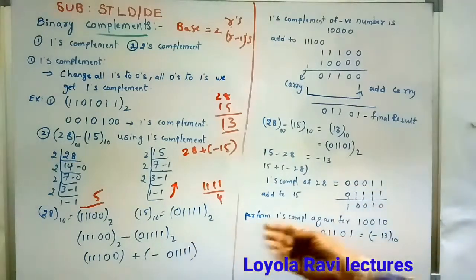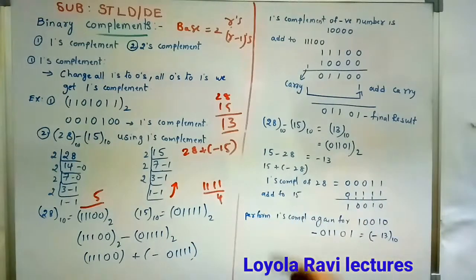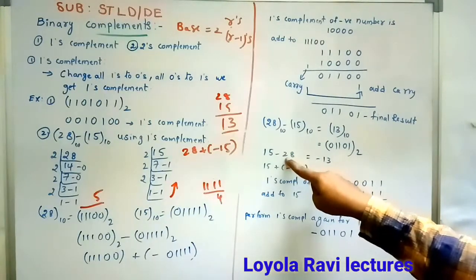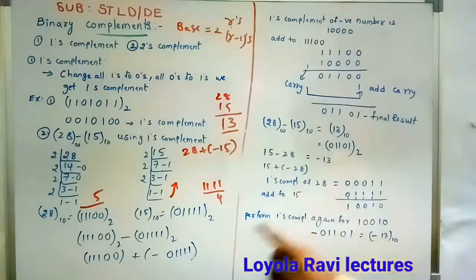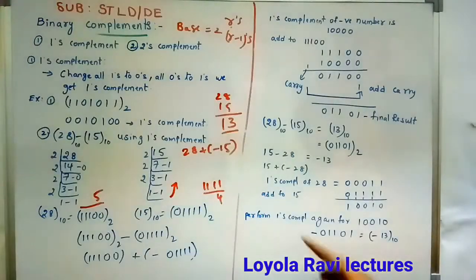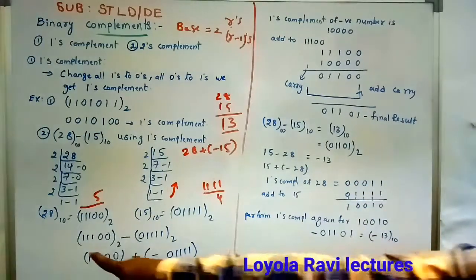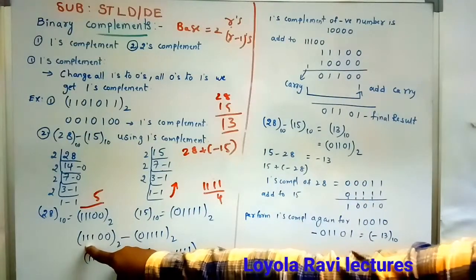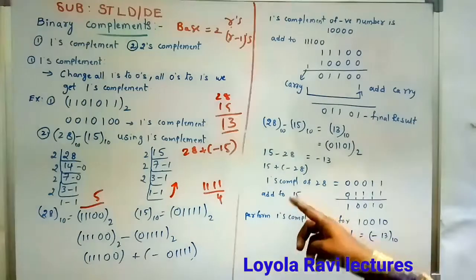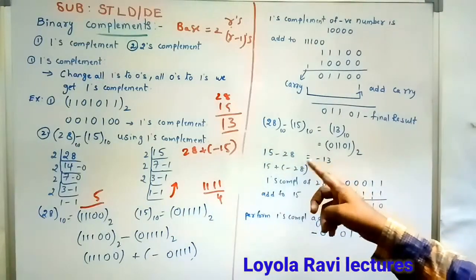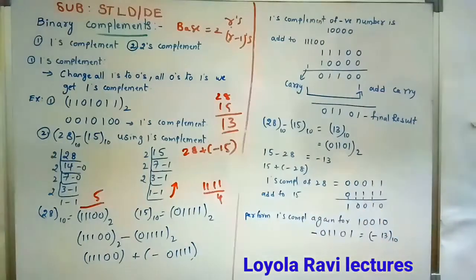Already we know the binary numbers. Ones complement of the 28. Why? Because 28 is the negative number. So first we have to find the ones complement for the negative number. 28 is 11100. The ones complement of 11100 is 00011. Add 15 to the complement of 28. So what is 15? 01111.